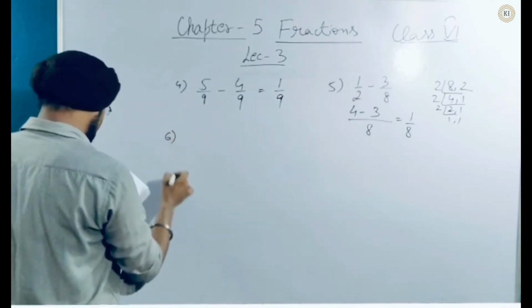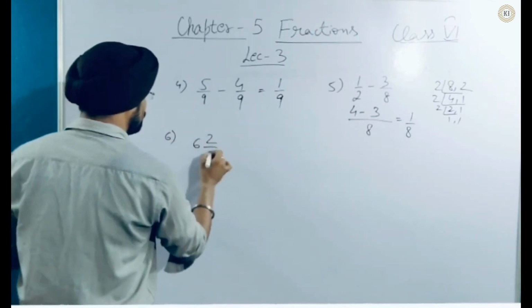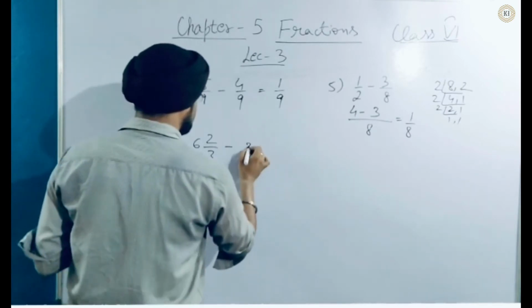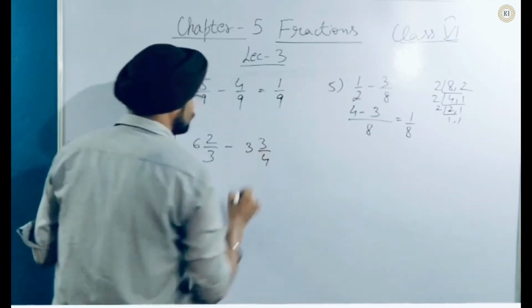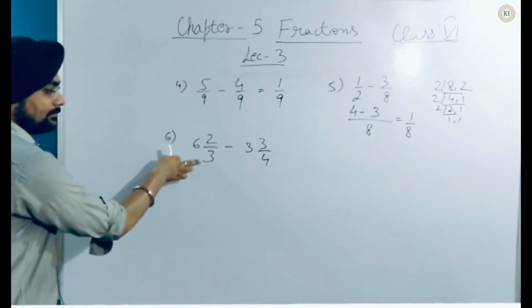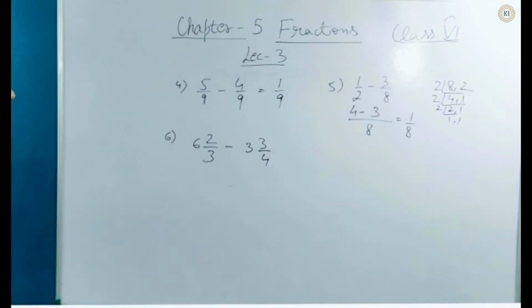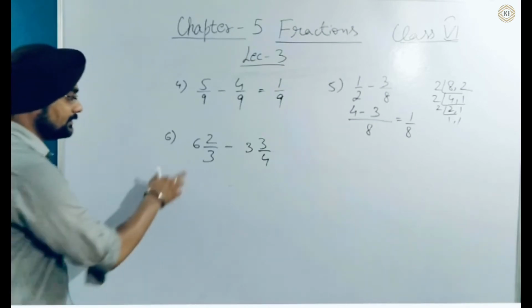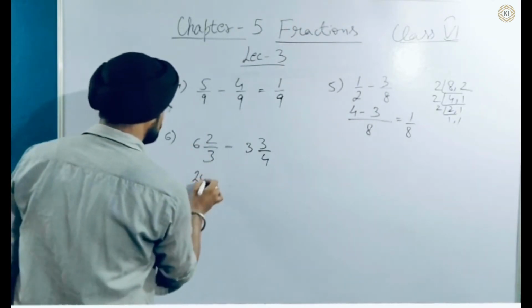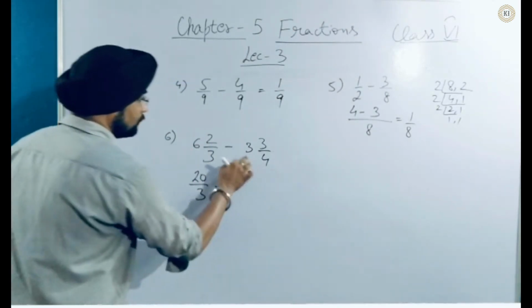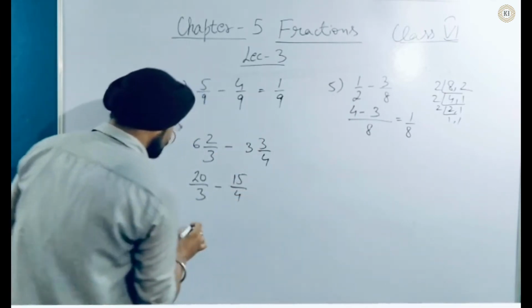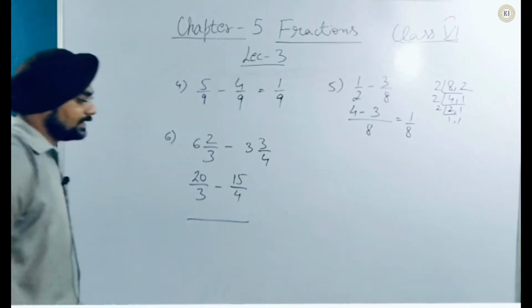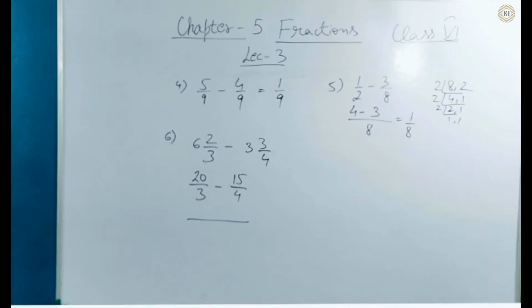Next question we will get here as 6 whole 2 by 3 minus 3 whole 3 by 4. So again we need to subtract, but first of all, convert into improper fractions. 3 6s are 18, 18 plus 2 is 20 by 3, 4 3s are 12, 12 plus 3 is 15 by 4. Now take out the LCM of 3 and 4 because these both are unlike fractions.